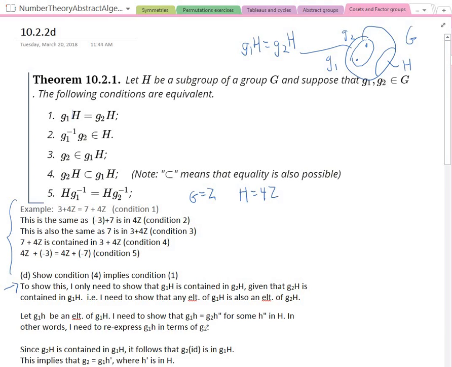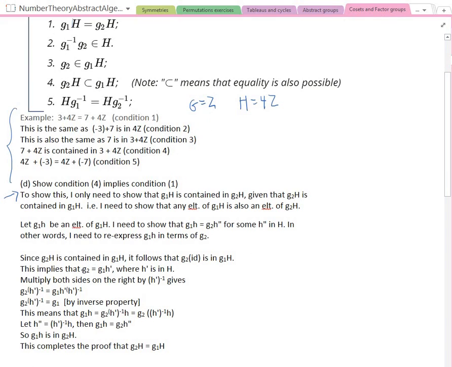All right, so let's go ahead and do that. Since G2H is contained in G1H, that was my hypothesis, it follows that G2 times the identity is in G1H. This implies that G2 equals G1h', where h' is in H. Now I need to express G1h in terms of G2. This gives me a way to do it. If G2 equals G1h', then I can multiply both sides of this equation by h' inverse, and that gets me G2h' inverse equals G1.